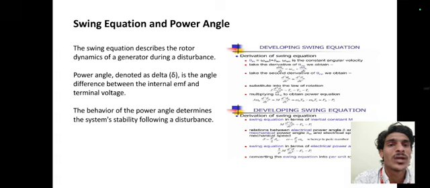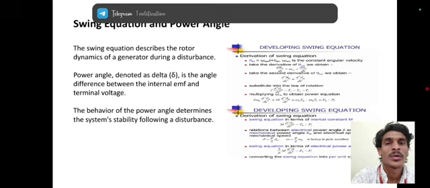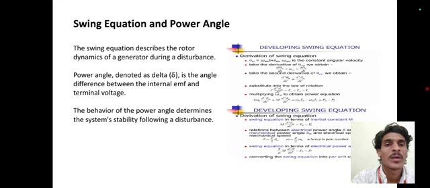Swing equation and power angle. The swing equation describes the rotor dynamics of a generator during a disturbance. Power angle, denoted as delta, is the angle difference between the internal EMF and terminal voltage. The behavior of the power angle determines the system stability following a disturbance. Developing swing equations with formulas.